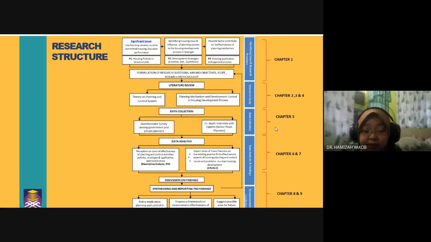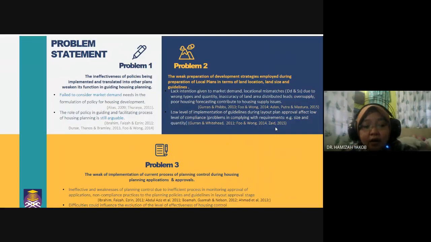Chapter five is on data collection, which as I mentioned before is the mixed method approach, questionnaire survey, and expert interviews. Chapters 6 and 7 are on data analysis: chapter 6 from the questionnaire survey, and chapter 7 on the findings of the expert interviews. Chapter 8 is on discussion and it ends with chapter 9, which is on the recommendation and areas for future research. Based on the literature review, there are 3 problem statements from this research.